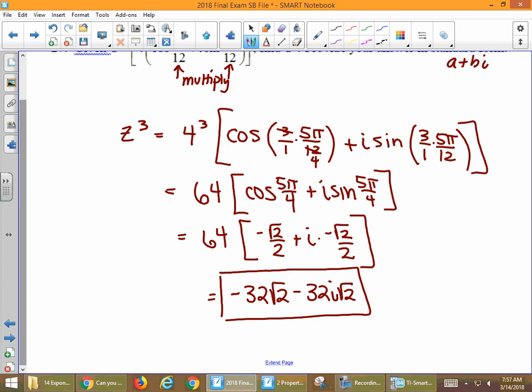Polar coordinates, done and done. Vectors are next.